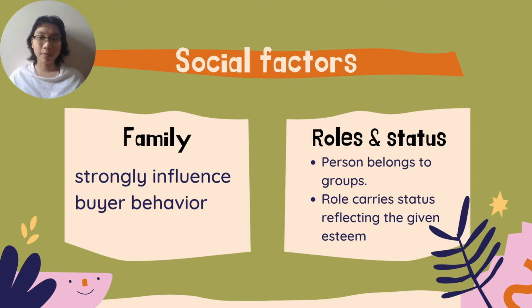And now I'm going to talk about the second factor, which is social. The first one is family. They strongly influence buyer behavior. The next one is roles and status. A person belongs to many groups like families, clubs, organizations, online communities, and each role carries a status reflecting the general esteem given to it by society.